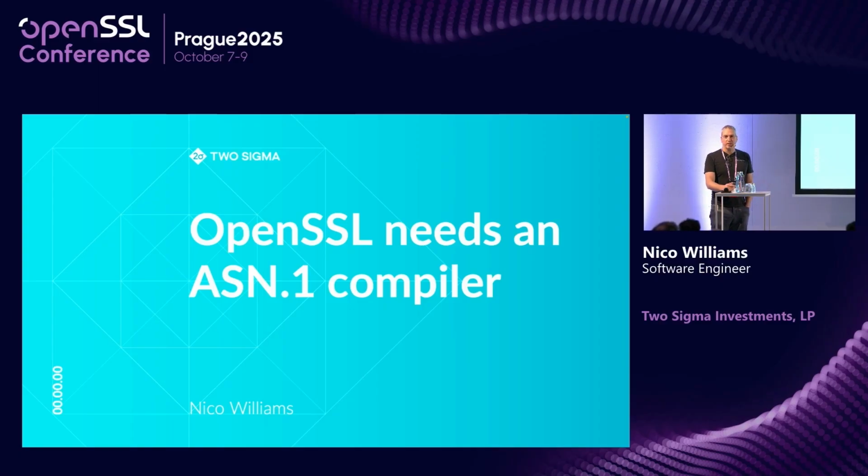OpenSSL, like many other things that use ASN.1, really needs a compiler, and it doesn't have one. Now, Peter Gutmann says I should stop here and just get off the stage and say, that's the whole presentation. But I actually want to do a little bit more than that, right?